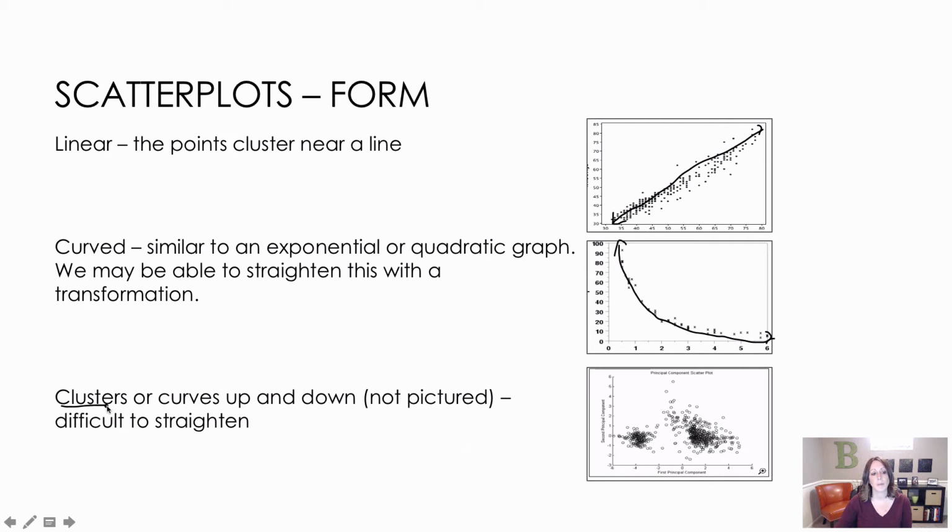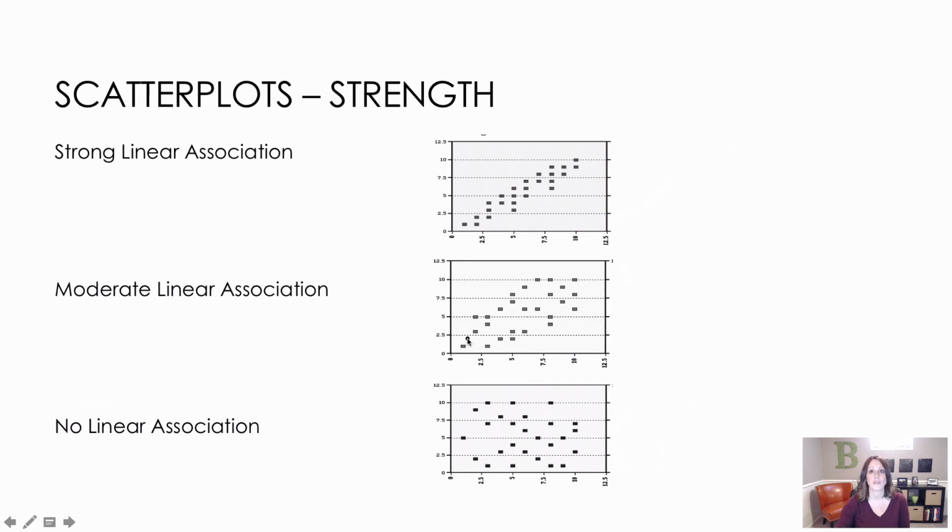And then it could be that you have clusters. So here it looks like I've got a couple of clusters of data. Or you have curves up and down, so that would be something that would look more like this or opposite. Those are difficult to straighten, so it's really hard to do any sort of analysis on those. So we've got direction, we have form, and then of course we have strength.